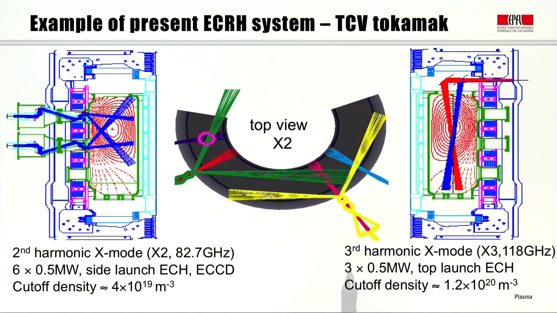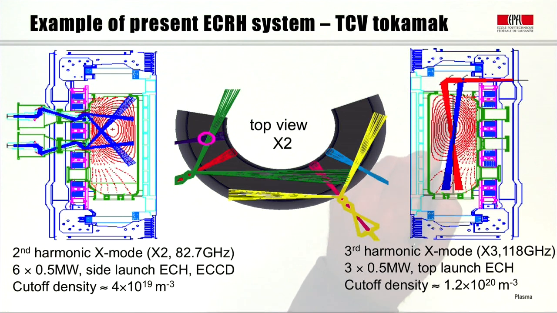The second subsystem that we have is the system working at the third harmonic, X mode, referred to as X3. The frequency is, in this case, 118 GHz. We have so far three sources of half a megawatt each, and they are injected from the top. As I said before, in very qualitative terms, as we increase the harmonic number, so as we go higher and higher in the frequency, the absorption efficiency is less and less. And that's exactly why we inject from the top.